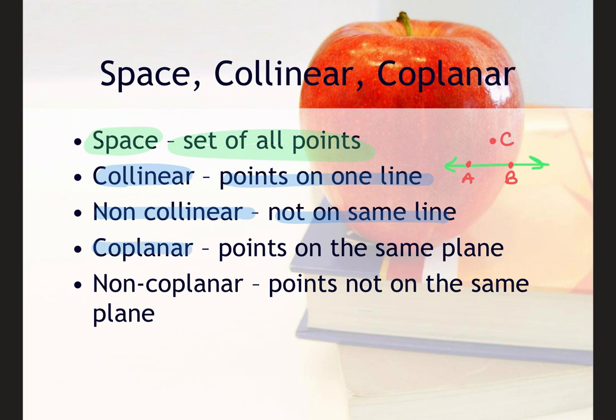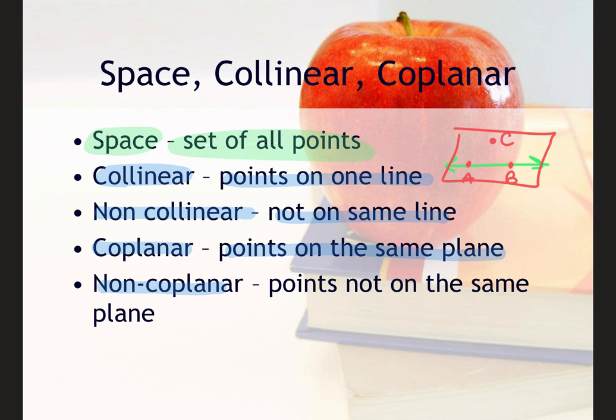Coplanar are points that lie on the same plane. So if I were to box these in, all 3 of those coordinate points lie in the same plane. And non-coplanar are points that are not in the same plane.